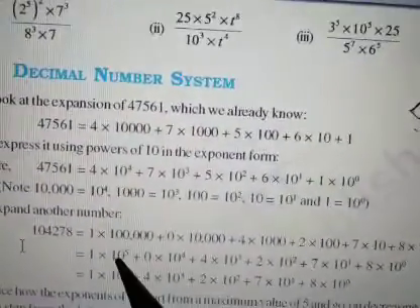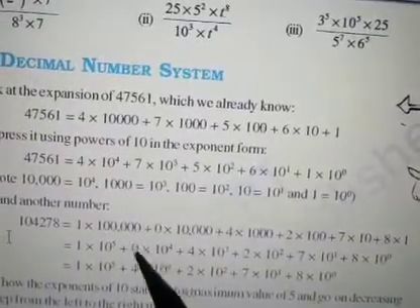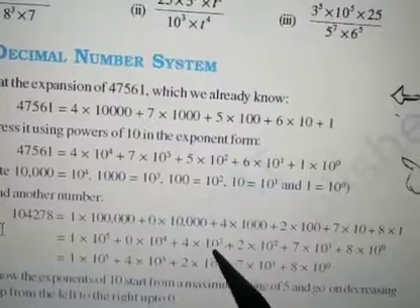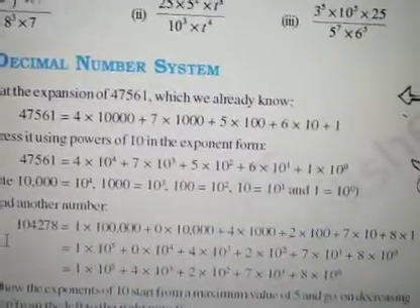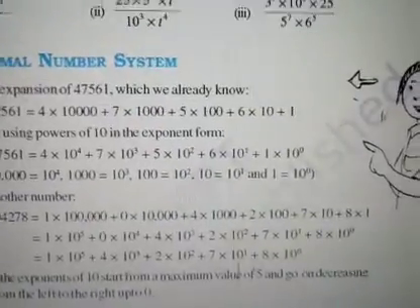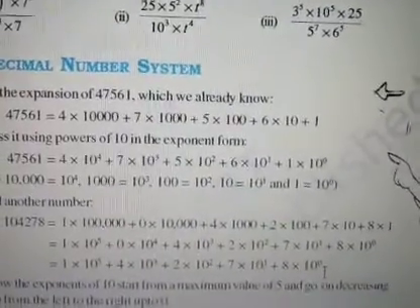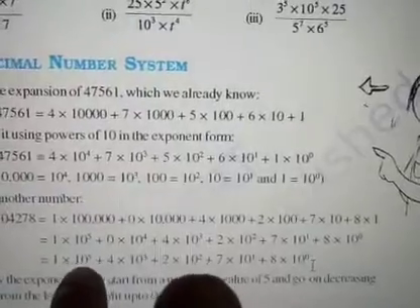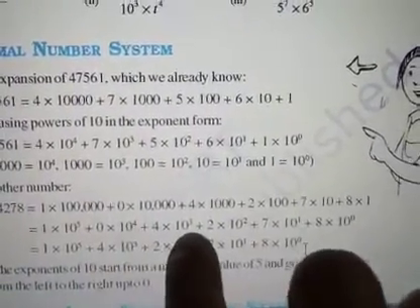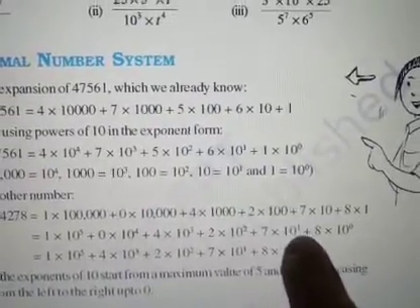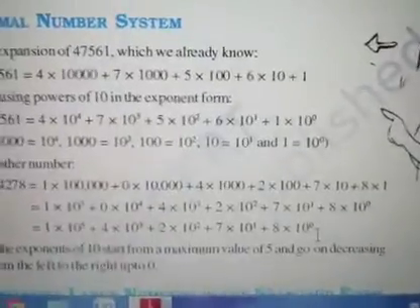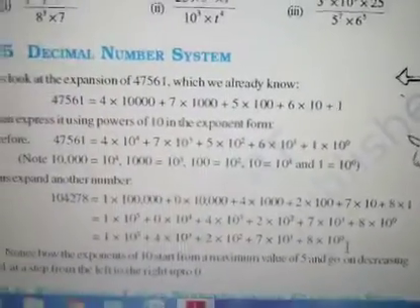Yes, 0 you don't want to include, children. So after 1 into 10 power 5, I am directly writing 4 into 10 power 3 plus 2 into 10 square plus 7 into 10 power 1 plus 8 into 10 power 0. So you can find the powers are decreasing: 10 power 5, 10 power 4, 10 power 3, 10 power 2, 10 power 1, 10 power 0. So likewise it will be in decreasing format.